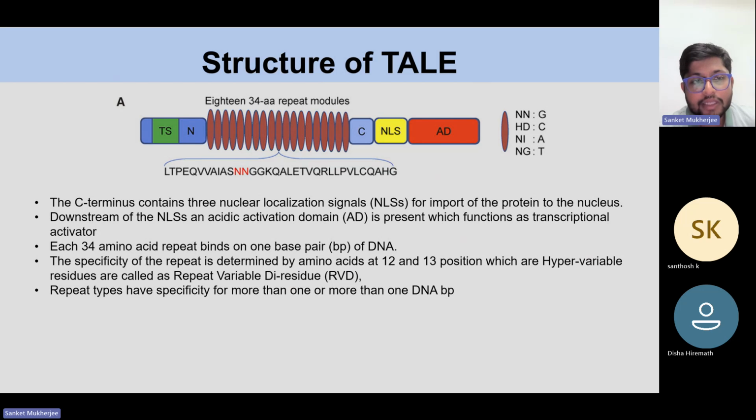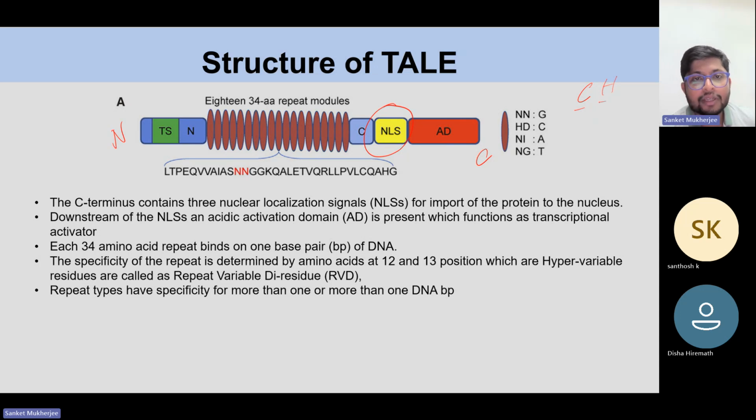Now, if we look at the structure, if you remember the structure of zinc finger nucleases, it had cysteine and histidine residues present across the zinc finger. But in the case of TALEs, the C terminal contains a nuclear localization signal, as you can already see. A protein is always written in N to C orientation. Downstream, there is an activation domain, AD, and there are 34 amino acid repeats which each bind one base pair of DNA.